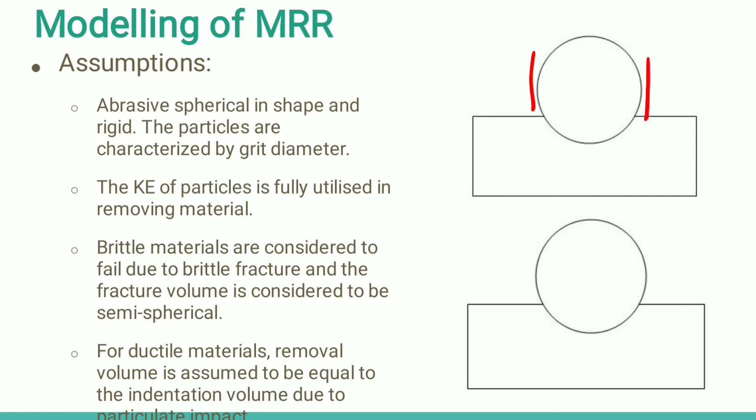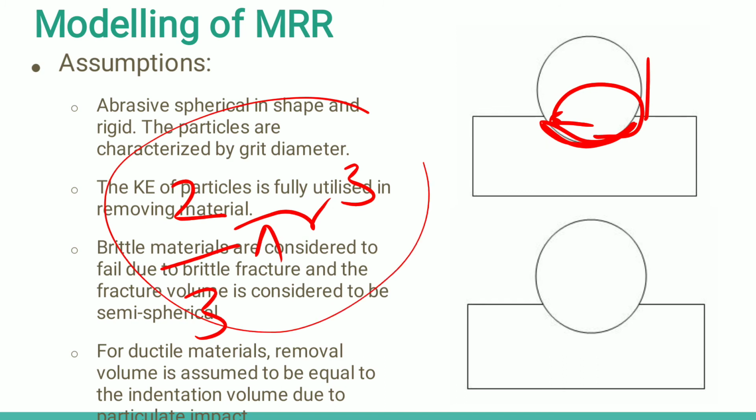Now when I'm using this r, it means that the volume removed from the workpiece surface will be a semi-sphere. Because this is a complete sphere, so it will be a semi-sphere. It means that the volume will be 2 pi r cube. So this is in case of the brittle material.